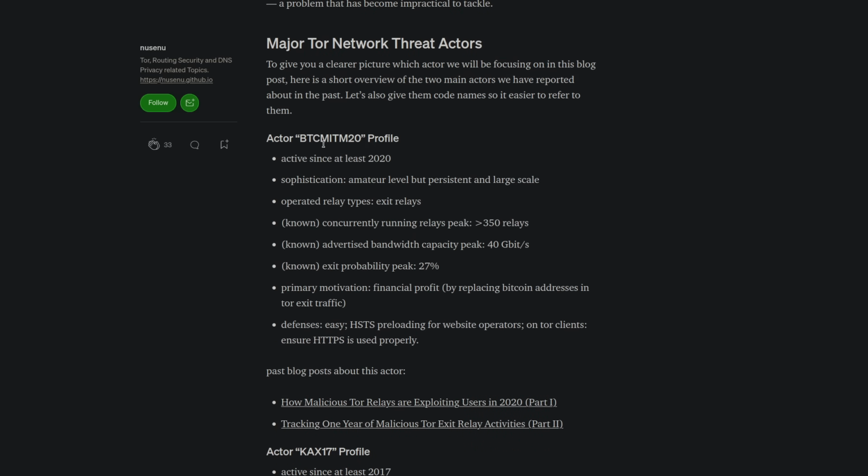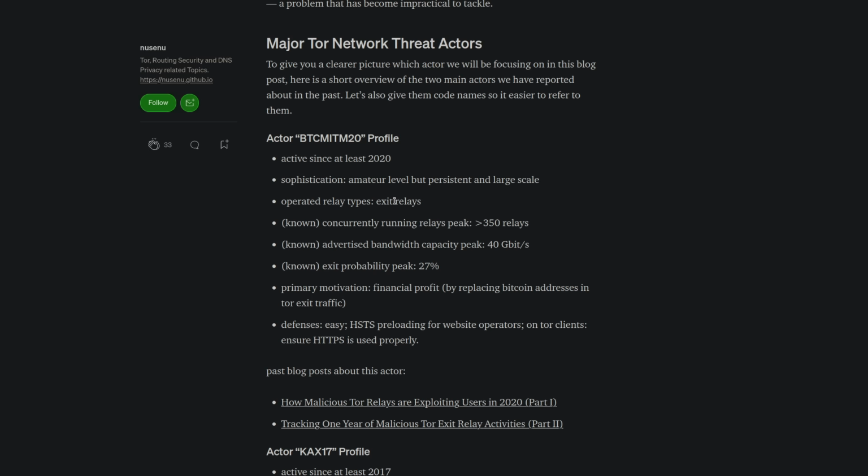If we compare it to BTC Man in the Middle 20, they were mostly running exit relays because their whole game was they would look for traffic on Tor that is somebody sending usually Bitcoin to somebody else, and they would try to change that traffic at the exit.